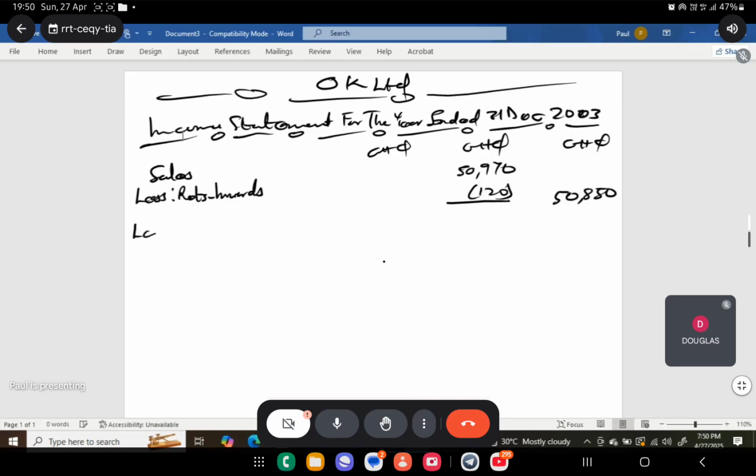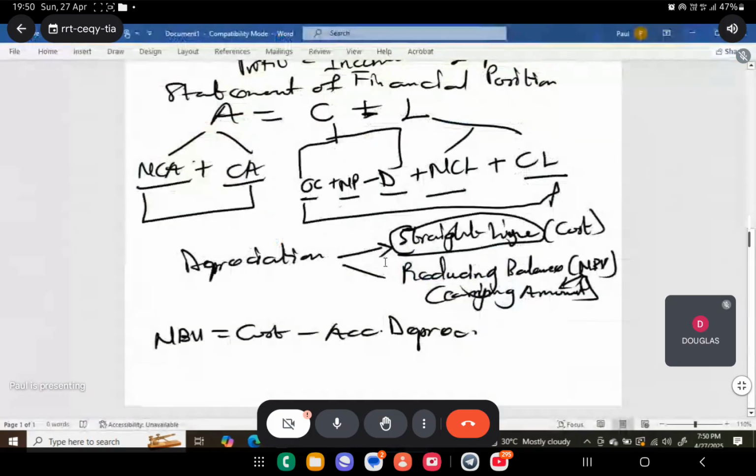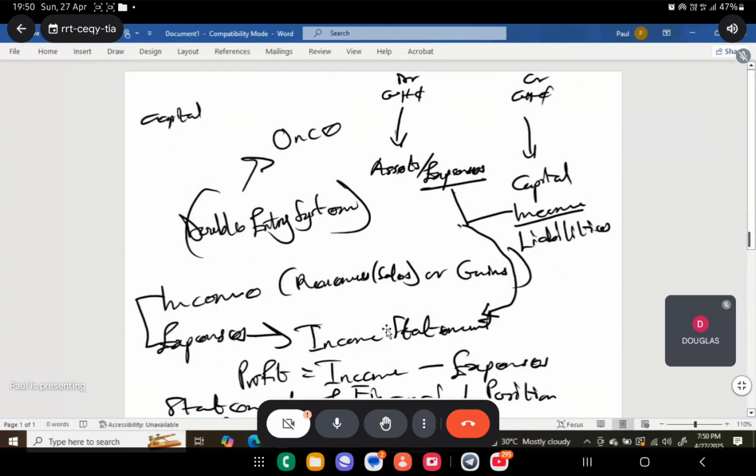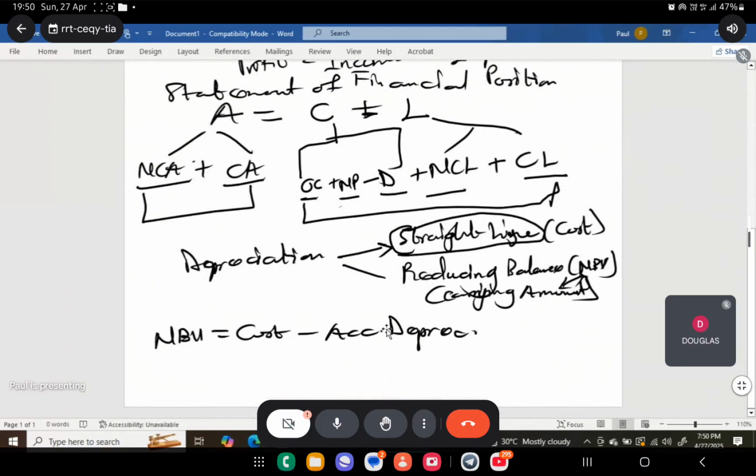Then we say less cost of sales. Now, this is because of the matching concept. This is the sales we generated. Now we have to deduct the cost we incurred on selling those goods. Let me see whether I'll get this here. Let me try.